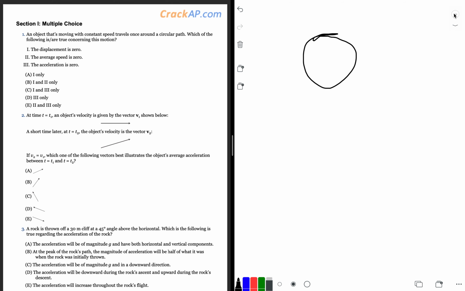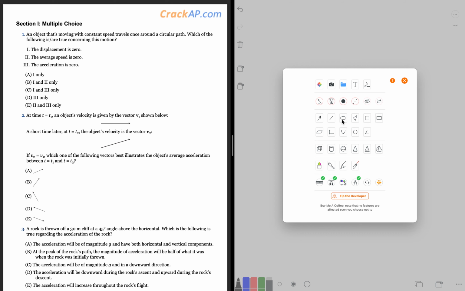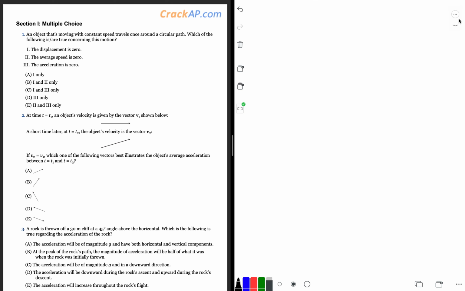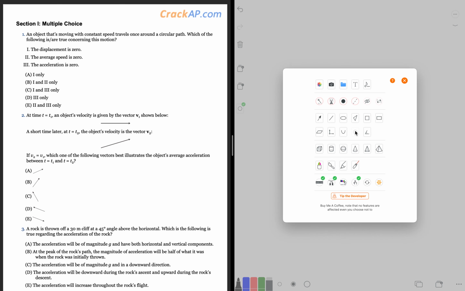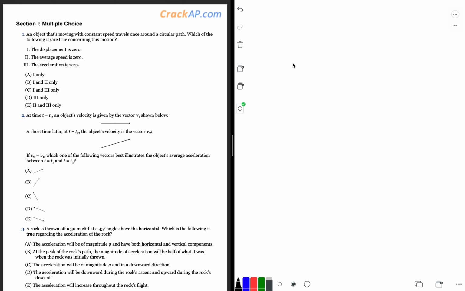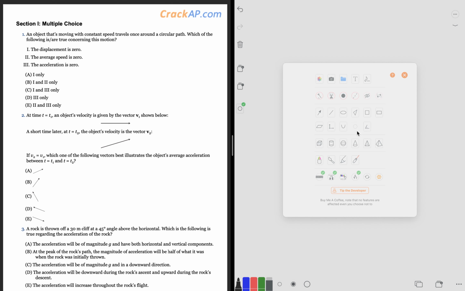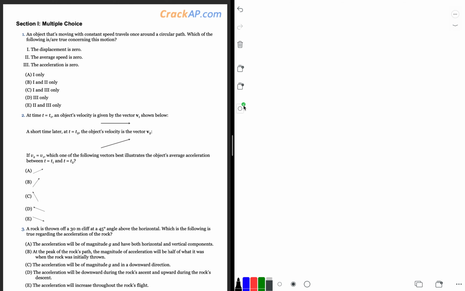In fact, let me should have a circle here. Yeah, there we go. Oh no, that's an oval. All right, so that's weird. All right, well, anyway, I'm not sure why that's not working, but we'll figure it out later.